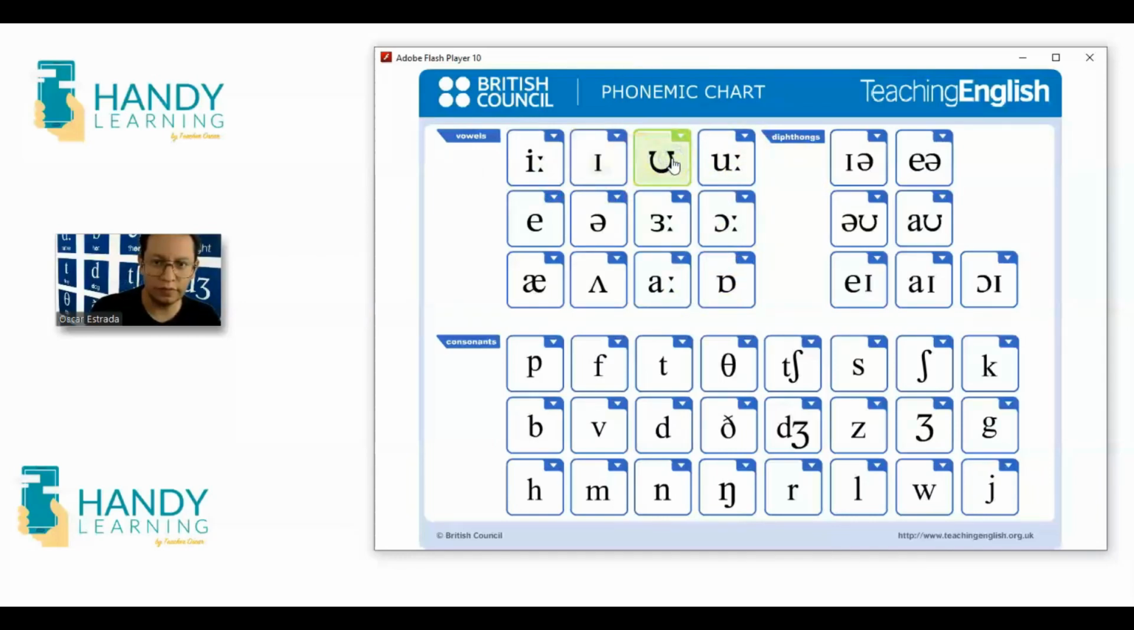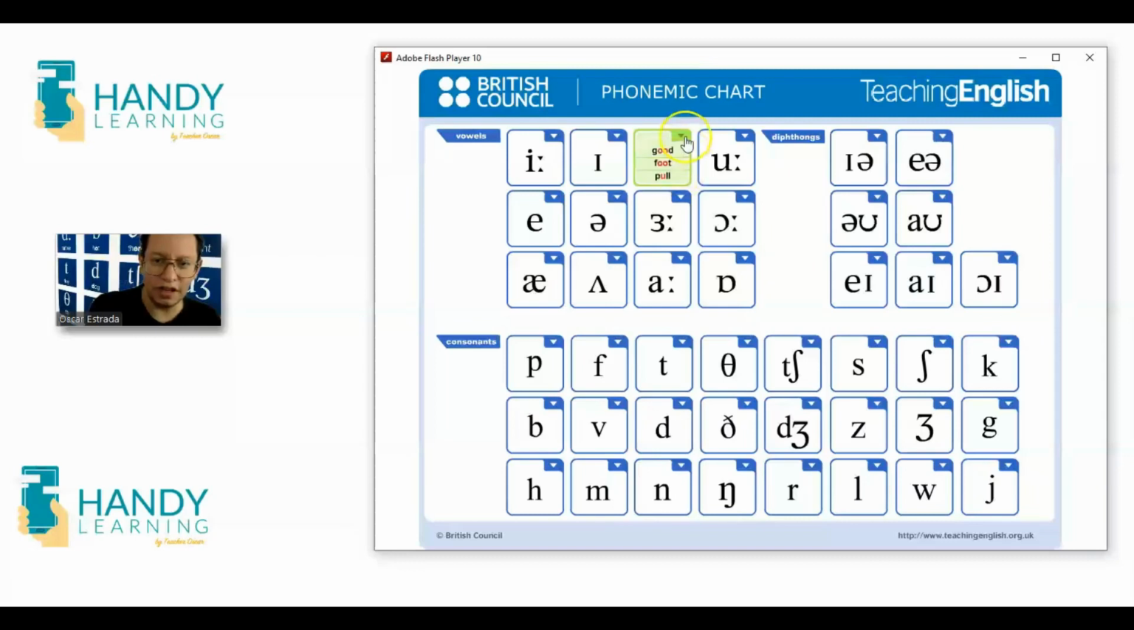Foot. Let's listen to the examples. Sit. Grin. Fish. Good. Foot. Pull. Food. Rule. Shoe. Did you notice the difference between this and this sound? The ones in red mark where the sound is emphasized. Food.